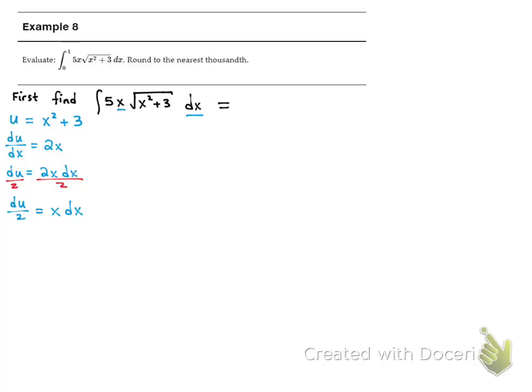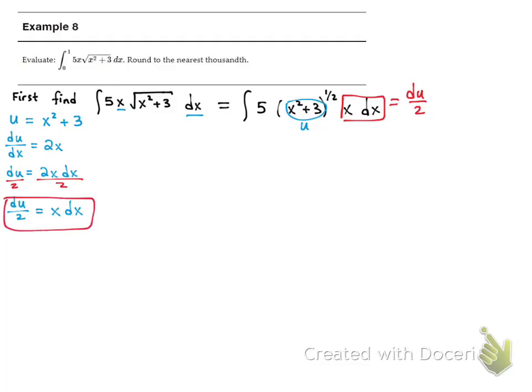Now let's rewrite this integration so we can clearly see what our substitutions will be. And also it'd probably be good to replace the square root with a 1/2 power. So now we know that x squared plus 3, that's going to be the value of u, so we'll replace that with u. And then we know that x times dx, we just said that was equal to du divided by 2. So we'll make that substitution. So upon making those substitutions, we now have this integral, which we can write like this.